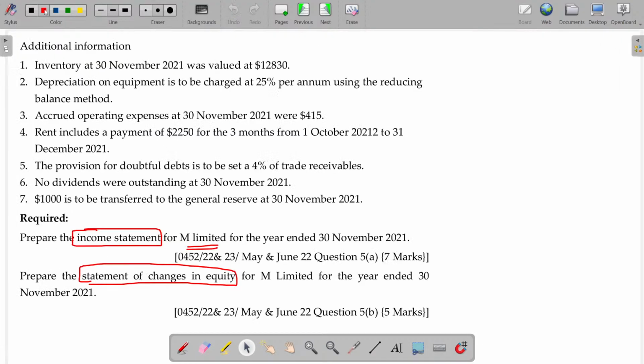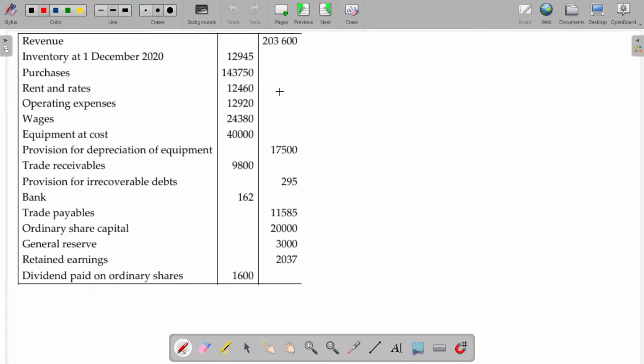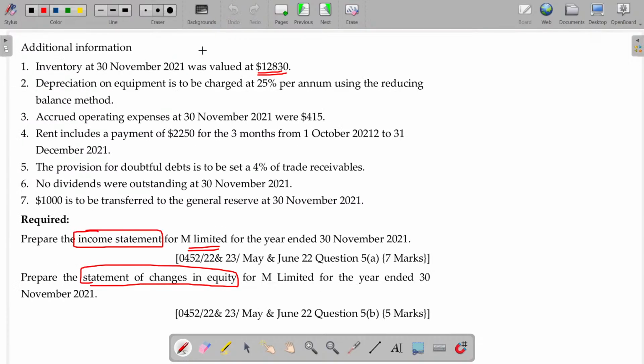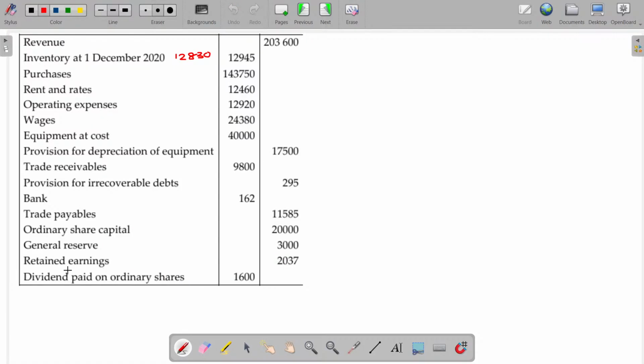Now adjustments. Inventory: year-end inventory being 12,830. And the depreciation on equipment is charged at the rate of 25% per annum using the reducing balance method. Where is that? Equipment. You have to subtract the provision for depreciation and thereafter you have to calculate 25% depreciation.